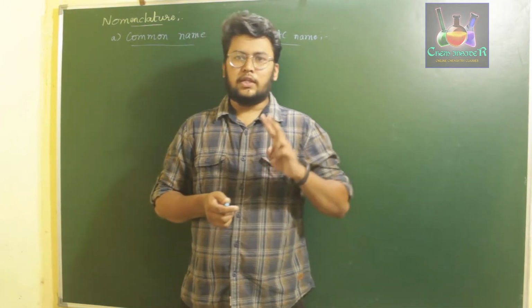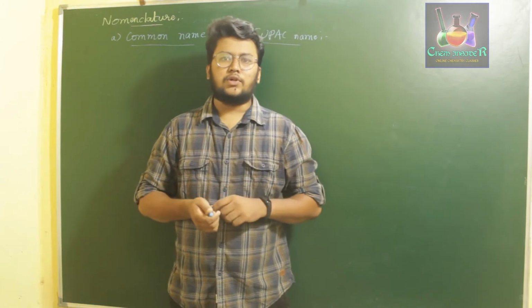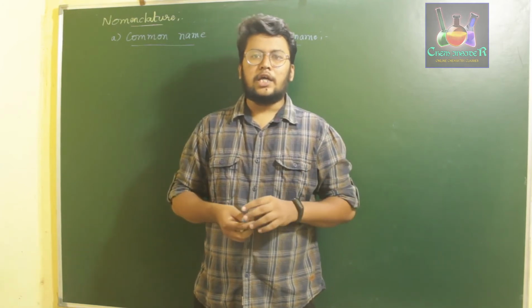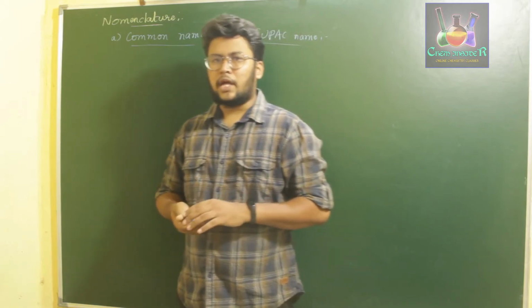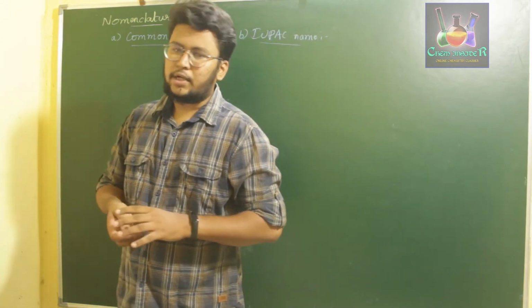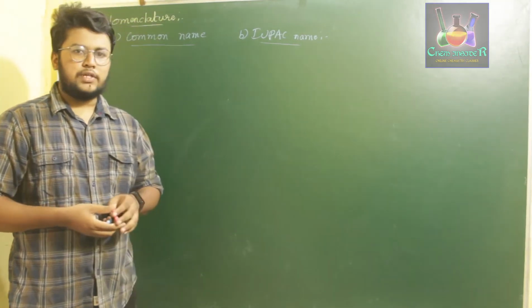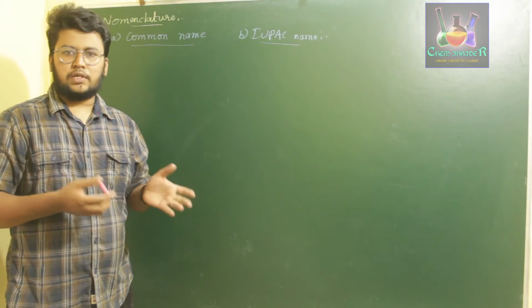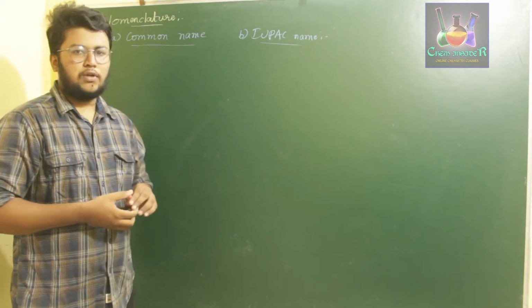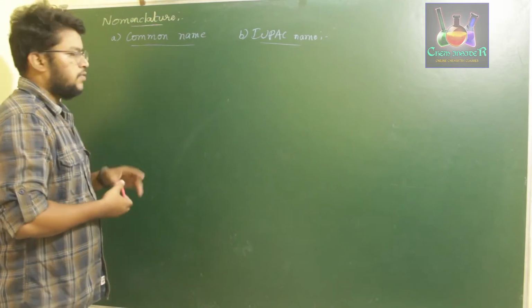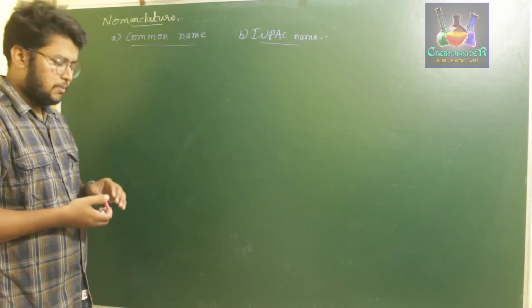As we all know, there are two types of nomenclature. One is the common name system and the second one is the IUPAC system. For haloalkanes and haloarenes, common names are usually rarely used, but sometimes in the case of haloarenes we use common names, while in the case of haloalkanes we usually use IUPAC system names. So first we'll discuss the common names of certain examples.